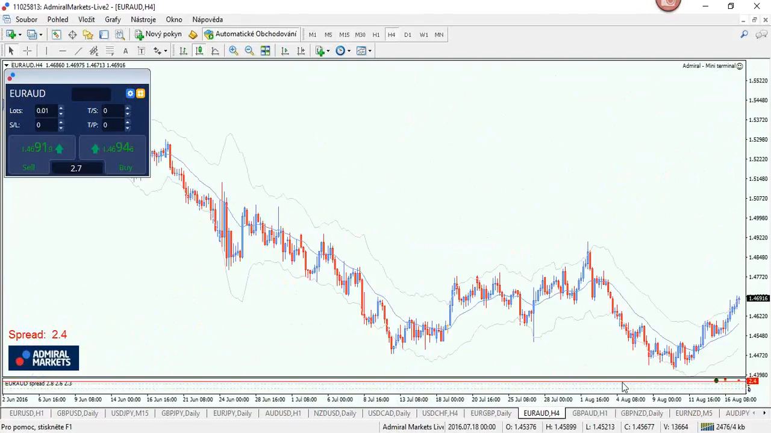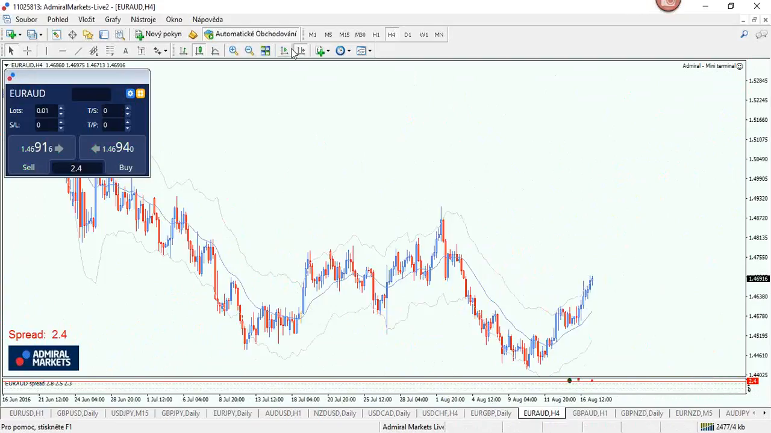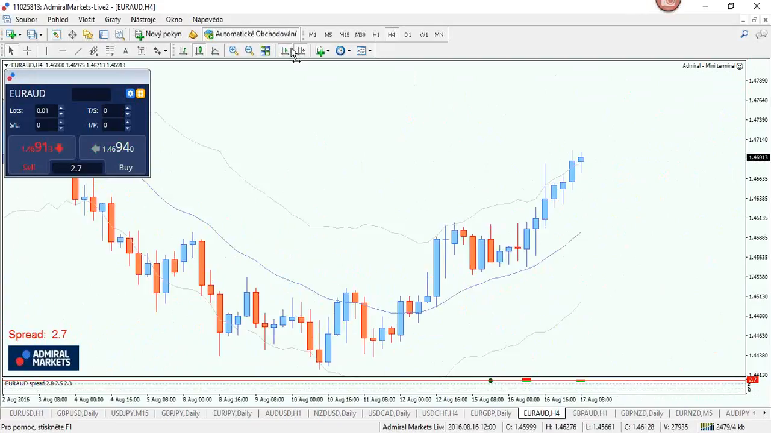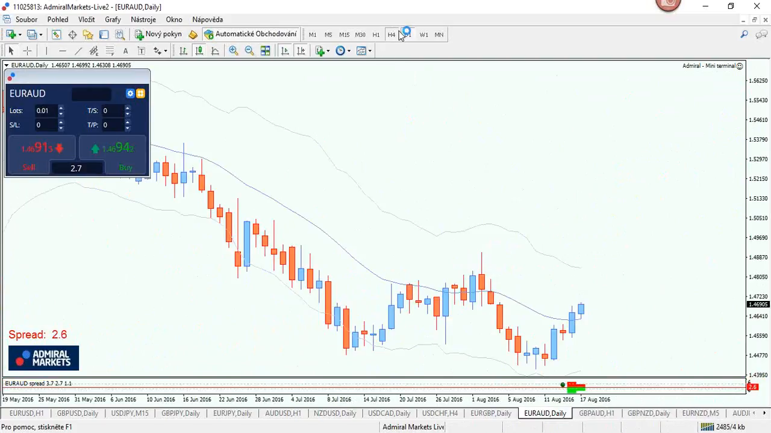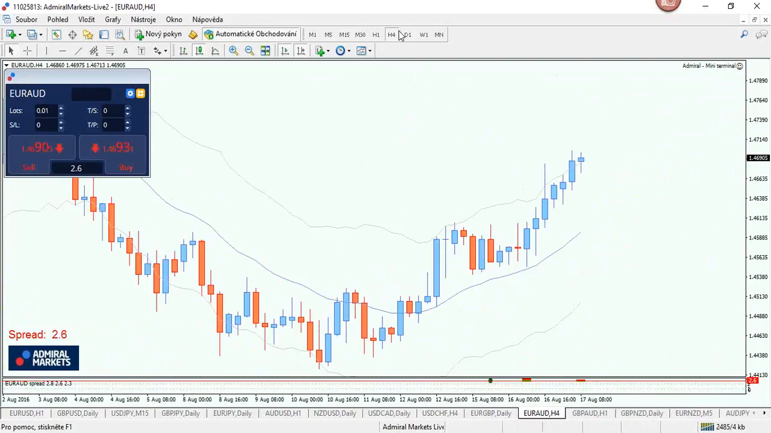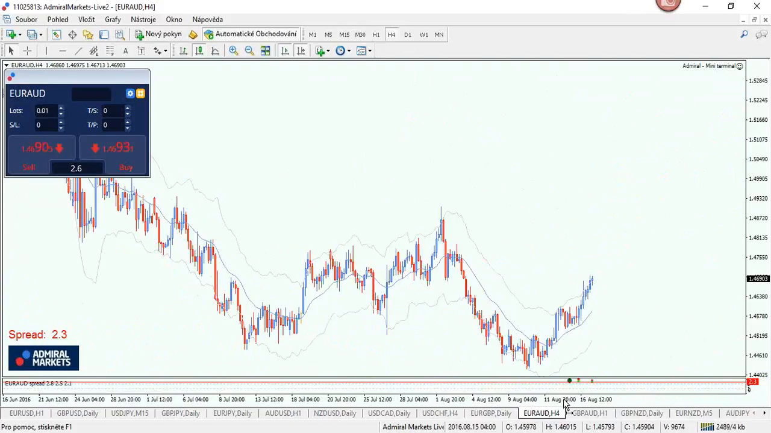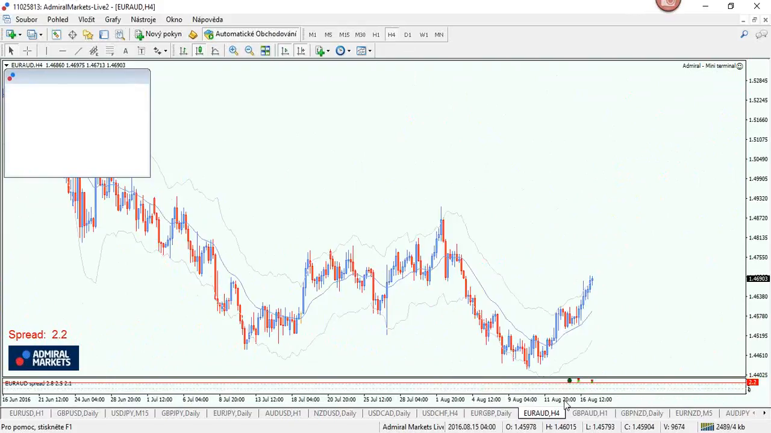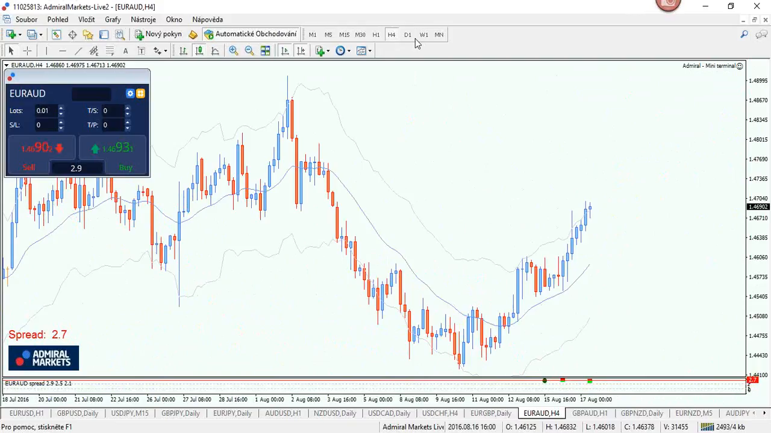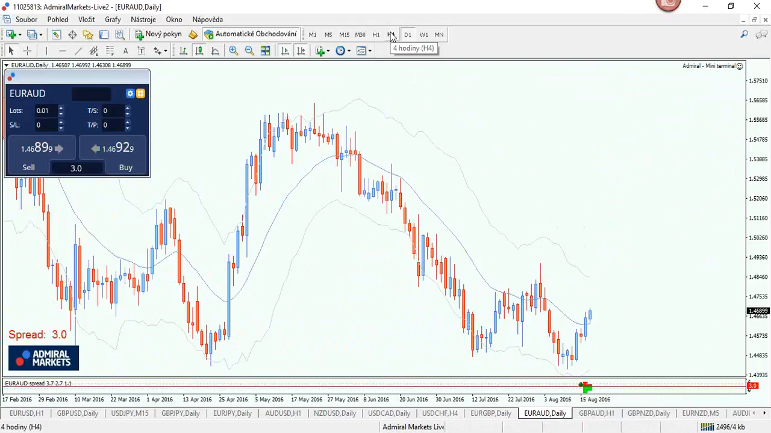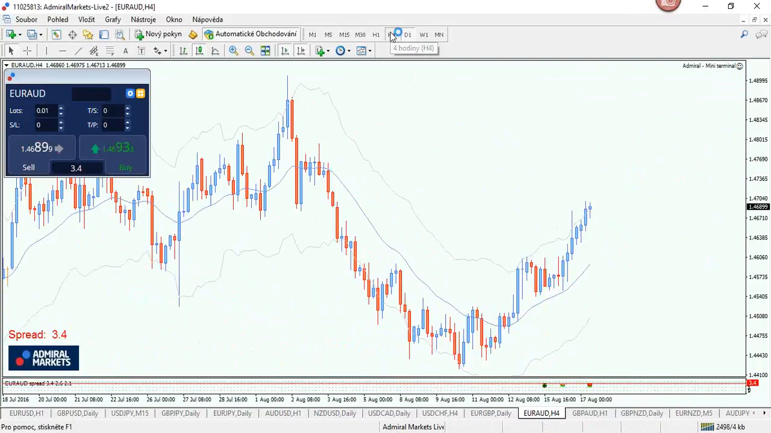At this point, I would expect more continuation to the upside. Daily chart is showing bullish candles, 4-hour bullish candles, and we're breaking above the Keltner.